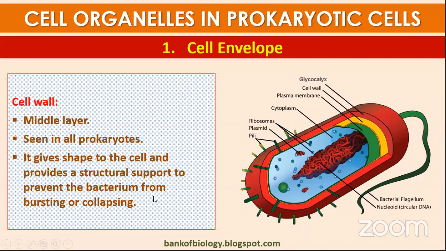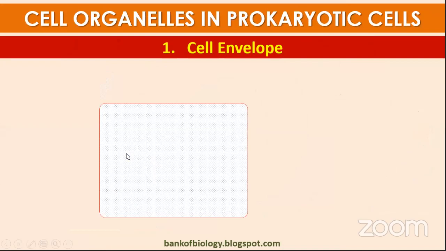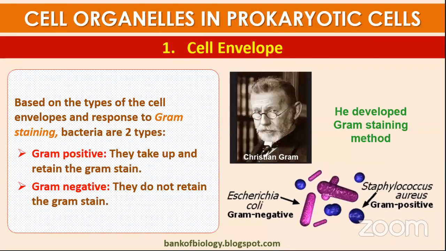Then the cell wall, it is the middle layer. It gives the cell a proper shape and provides structure to the cell. It prevents the bacteria from bursting and collapsing. This is very important, bursting and collapsing. So plasma membrane, which is the inner layer, which is semi-permeable in nature and interacts with the outside. It is structurally similar to that of eukaryotes. Based on the types of cell envelopes and response to gram staining, bacteria are of two types: gram positive and gram negative. Gram positive will take up the stain and retain the stain, whereas gram negative do not retain the gram stain.